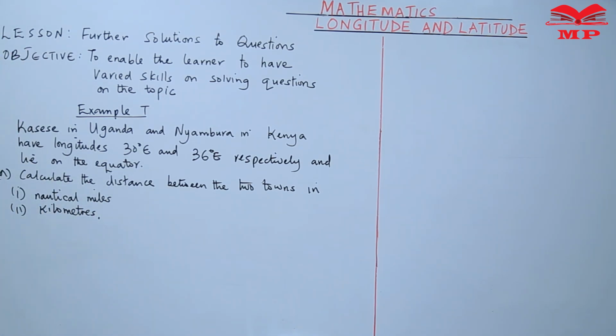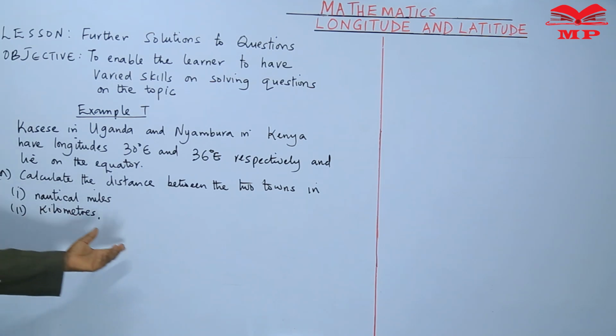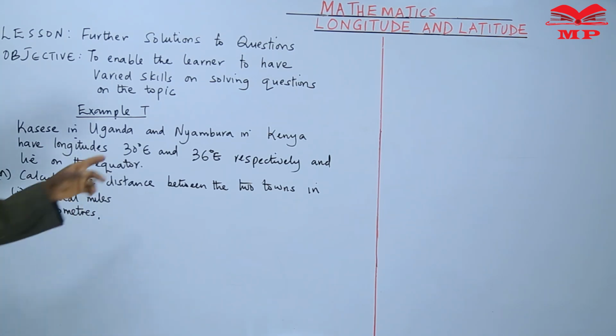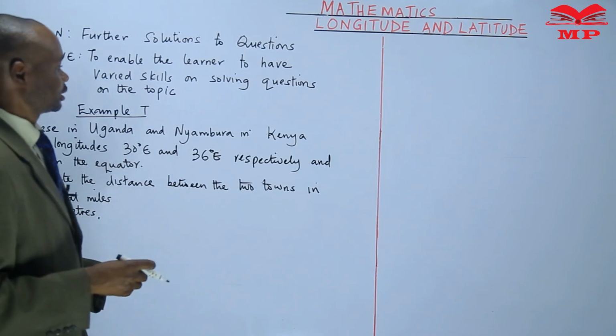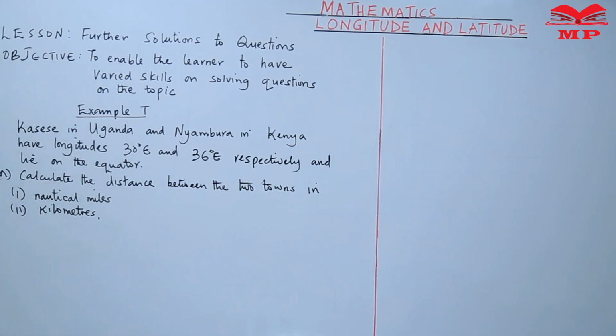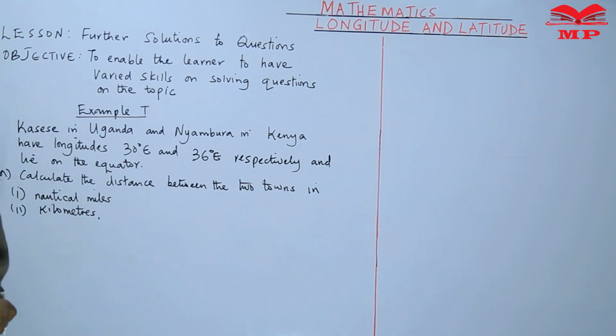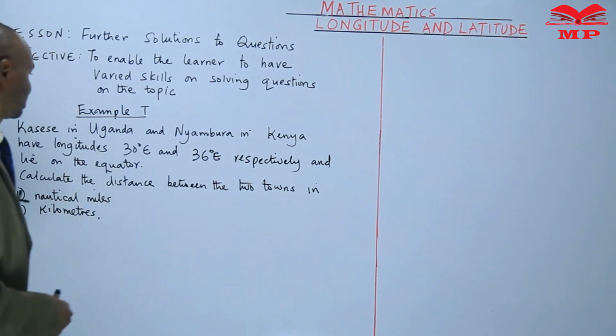So Lana, that is the question in example T. As usual, go through the question carefully before you work out the solution. So we read, Kasese in Uganda and Nyambura in Kenya have longitudes 30 degrees east and 36 degrees east respectively and lie on the equator. Once they have told you they lie on the equator, that is a great circle.